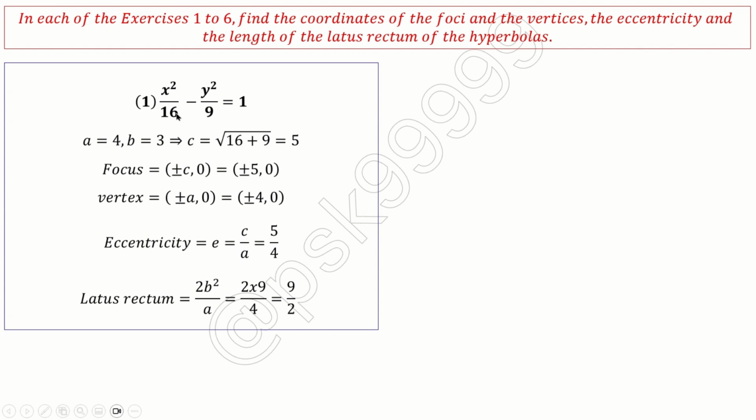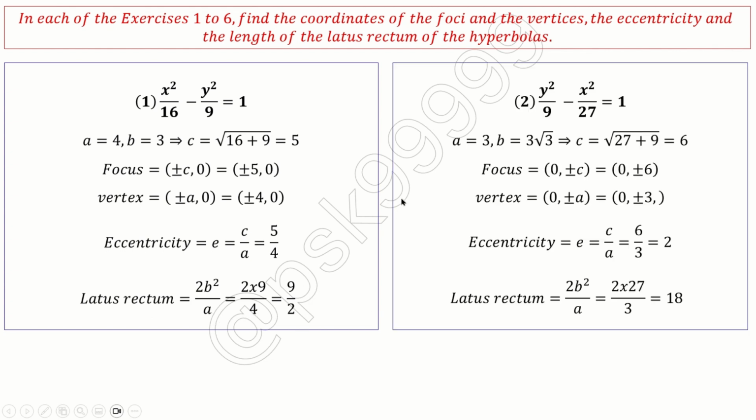So a is 4, b is 3, and c square equals a square plus b square, so c is 5. Focus points are plus or minus c comma 0, which means plus or minus 5 comma 0. Vertex is plus or minus 4 comma 0. Eccentricity is c by a, which is 5 by 4. Latus rectum is 2b square by a, which is 9 by 2.